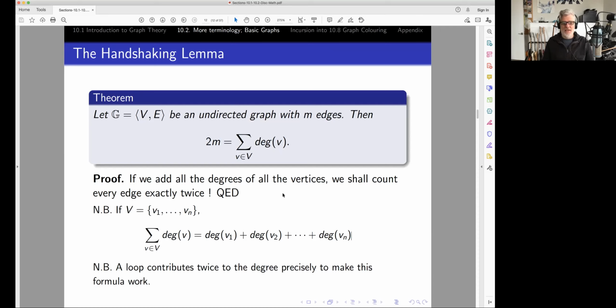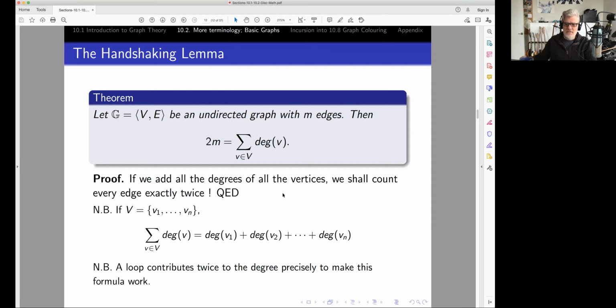Well, if I count all the degrees of the vertices, I'm going to be counting every edge exactly twice, right? If I take a vertex, its degree is the number of edges that are incident to it, and I do that for every vertex. Think what happens to a single edge. It'll be counted once for one vertex, and a second time for the other vertex. And you see that loops will be counted twice. So that's why we declare the degree to count loops twice for this formula to work.